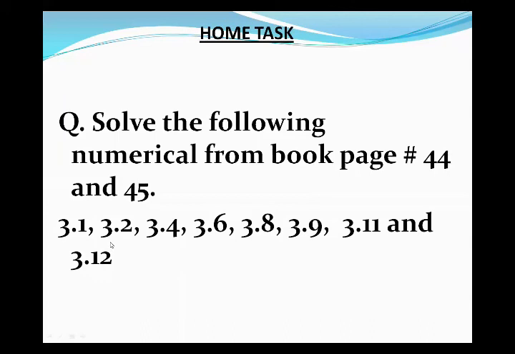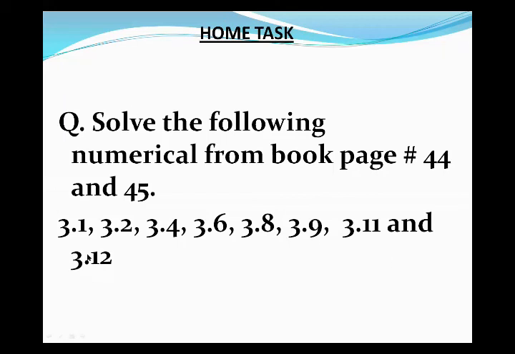Solve the numericals 3.1, 3.2, 3.4, 3.6, 3.8, 3.9, 3.11, and 3.12.